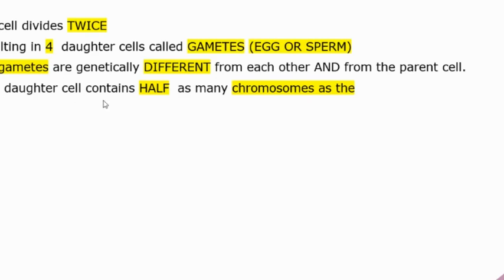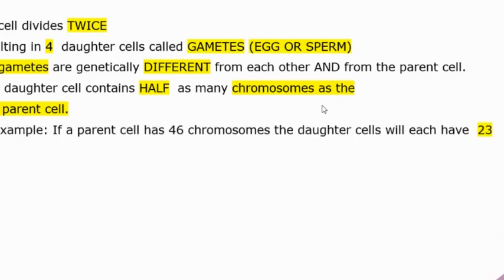So each daughter cell contains half, as I said, as many chromosomes as the original parent cell. So if the original parent cell had 46 chromosomes, then after two divisions the daughter cells would have half of the chromosomes, which is 23 in the case of a human. If, let's say, an animal, I believe like a horse, had a parent cell with 200 chromosomes, then the daughter cells would have 100 chromosomes.